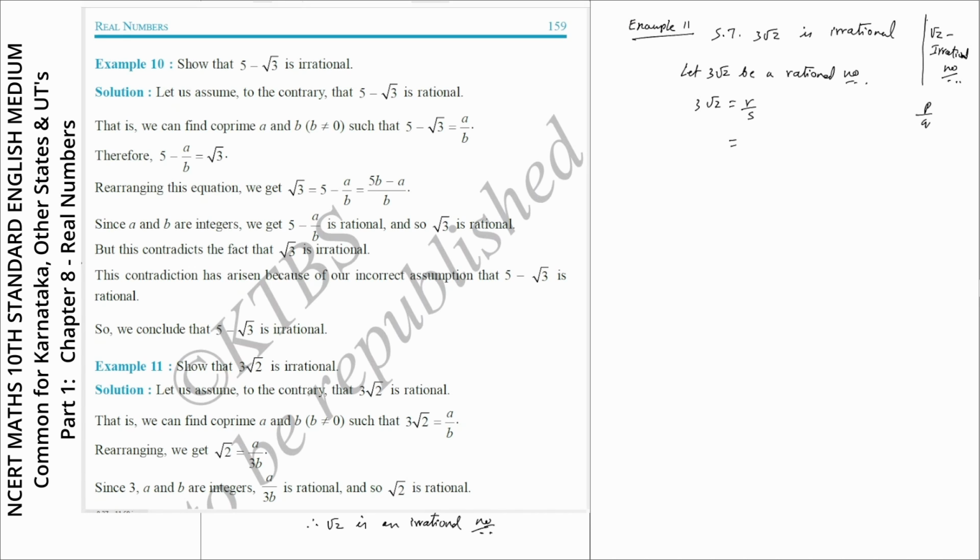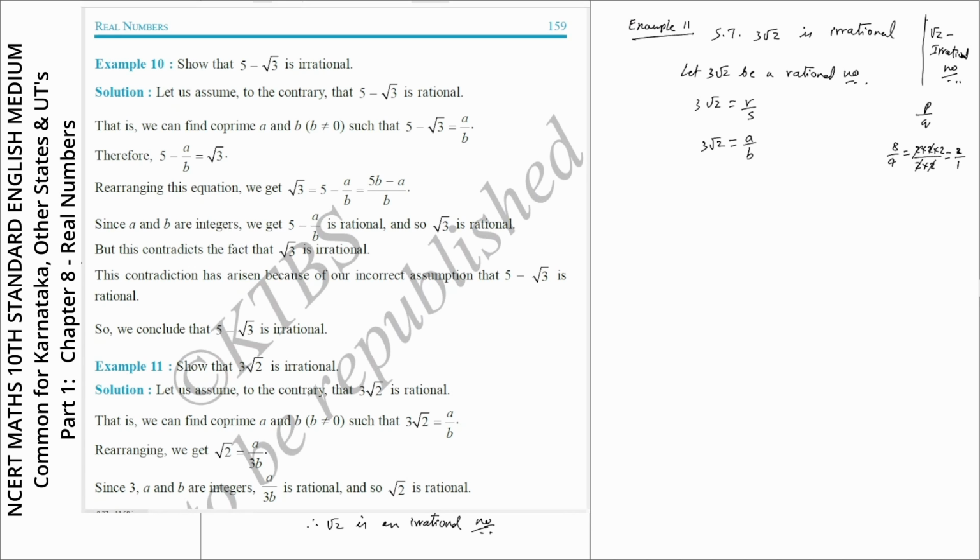So I will divide the common factors, and that becomes a by b. For example, 8 by 4 I can write as 2 into 2 into 2 by 2 into 2. Now I can divide the common factor. I am left with 2 by 1. So 8 by 4 is equal to 2 by 1. So r and s will have some common factor. When I cancel them, I will get a by b. So 3 root 2 is equal to a by b.